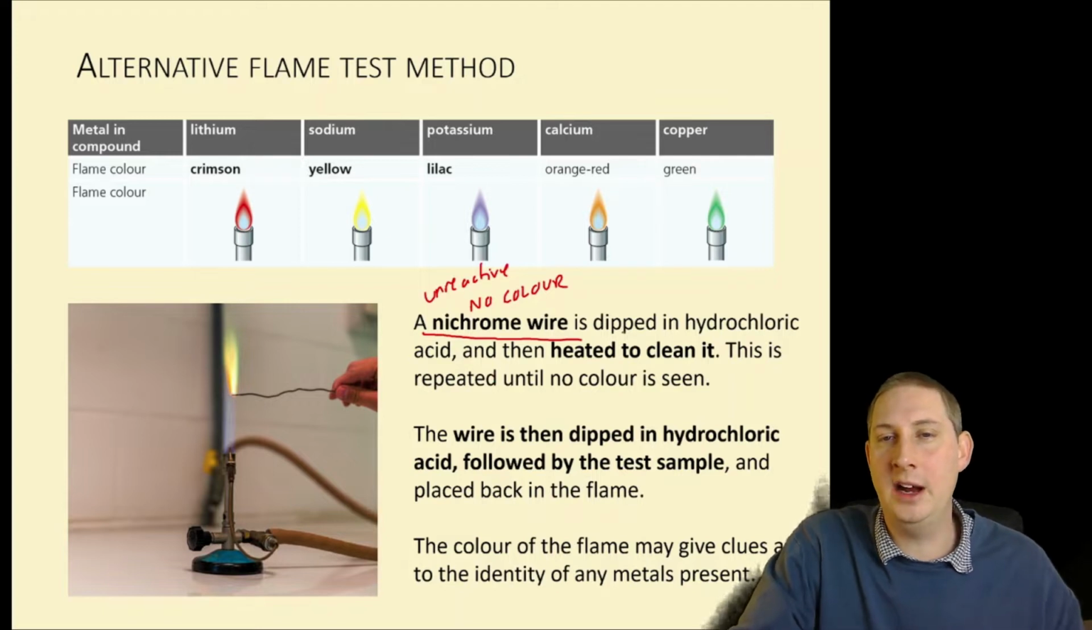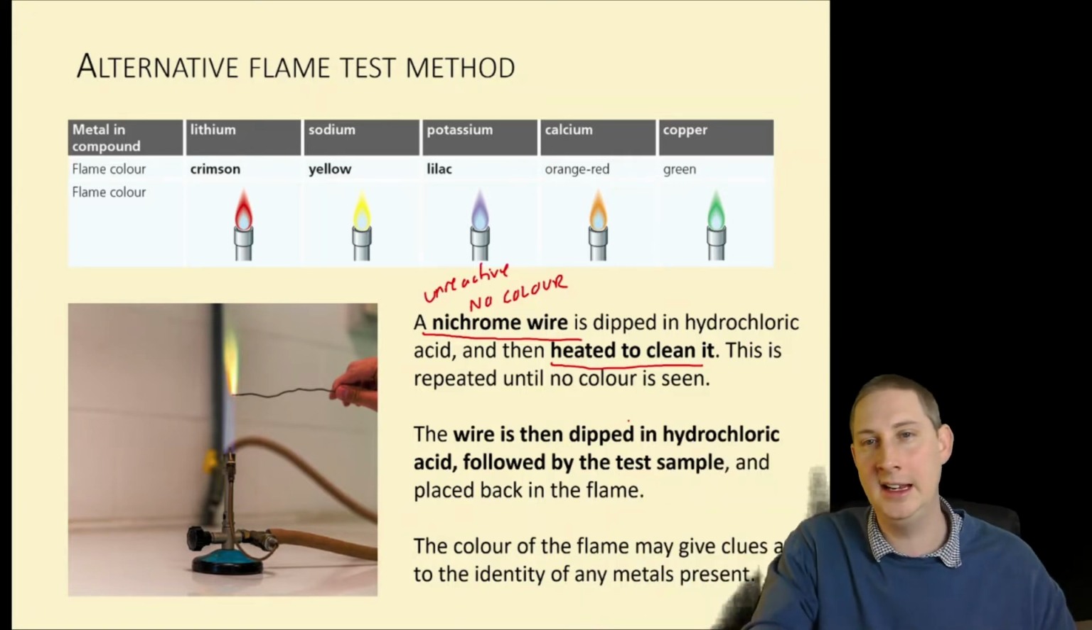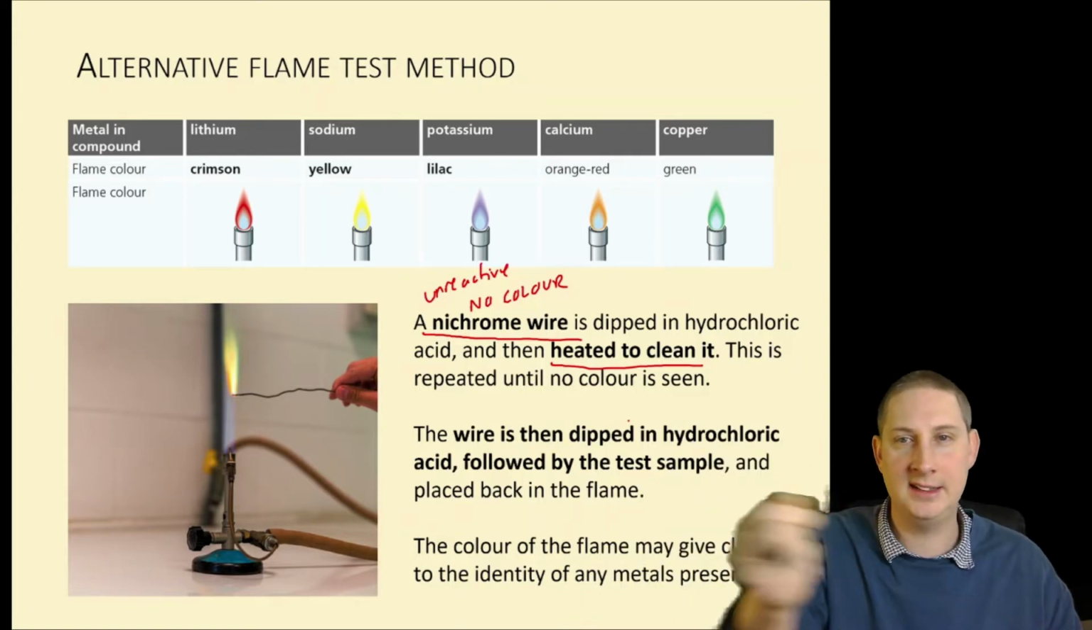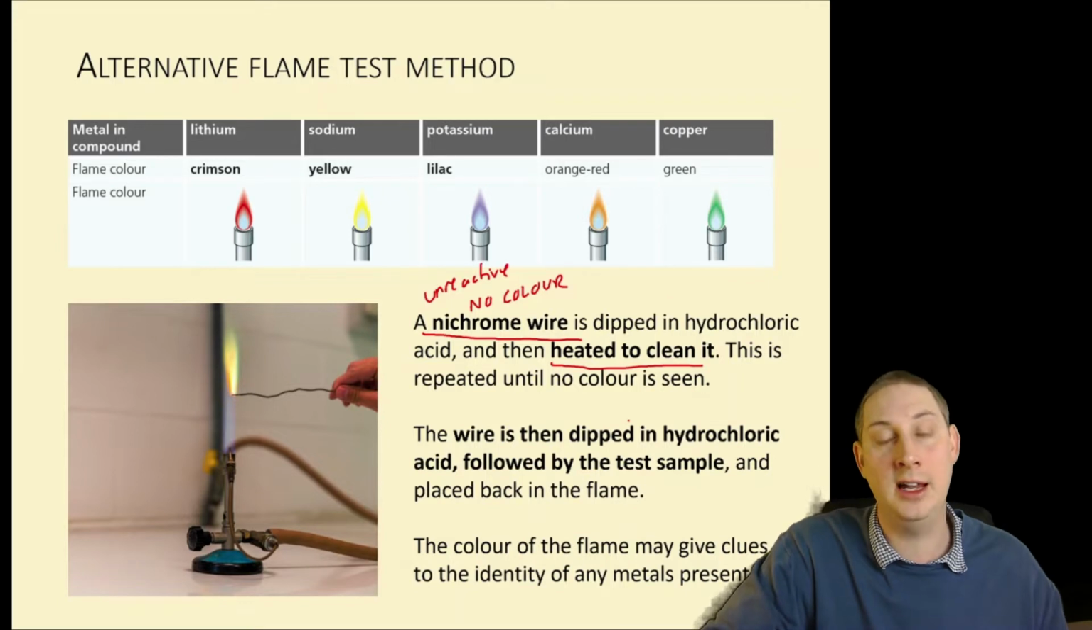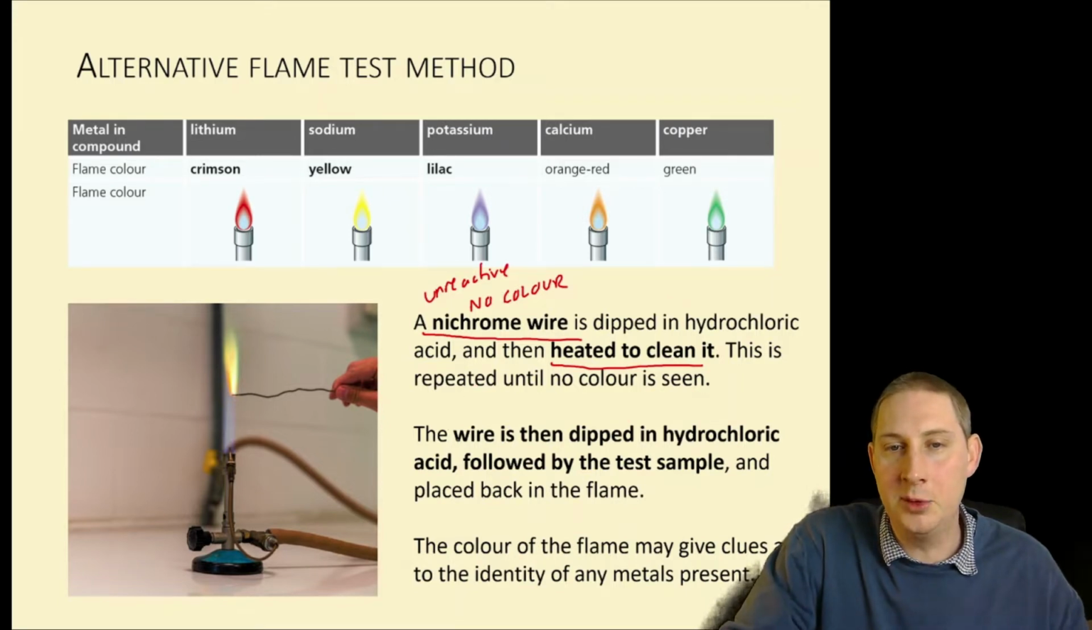So the nichrome wire is dipped in hydrochloric acid and then heated to clean it. And this process is repeated until no colour is seen. So you keep putting it in hydrochloric acid, heating it, putting it in hydrochloric acid, heating it until you see no colour in the flame. You then dip the wire back into your hydrochloric acid, followed by your test sample.